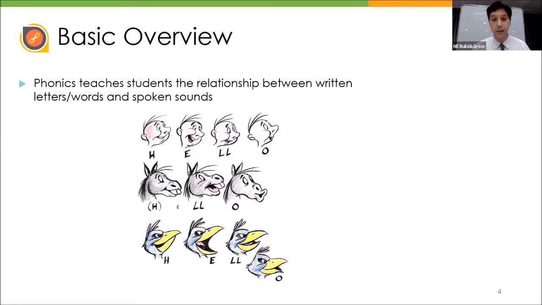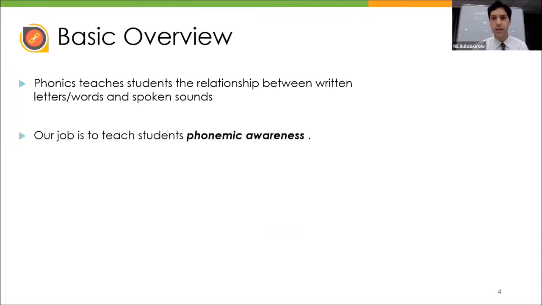So if we do this together, and please follow along with me, we're going to say the word hello, but we're going to say it breaking down each individual sound. So first is h, e, l, o, hello. Okay, now what we've done here is we've broken down the word hello into each individual phoneme, which is the word that we use to describe the sounds.